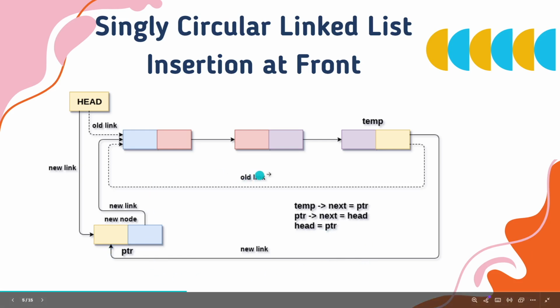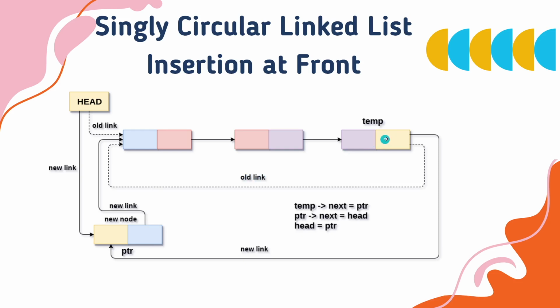So, actually we have made 3 pointer changes. One is that we have made the last node's address part contain the address of PTR. Then we have made the second node's address available in PTR. Second node's address is already held in head, we have moved it here, and finally we have set PTR to be head. So, we have made 3 pointer modifications in order to insert a node at the first position in the singly circular linked list.